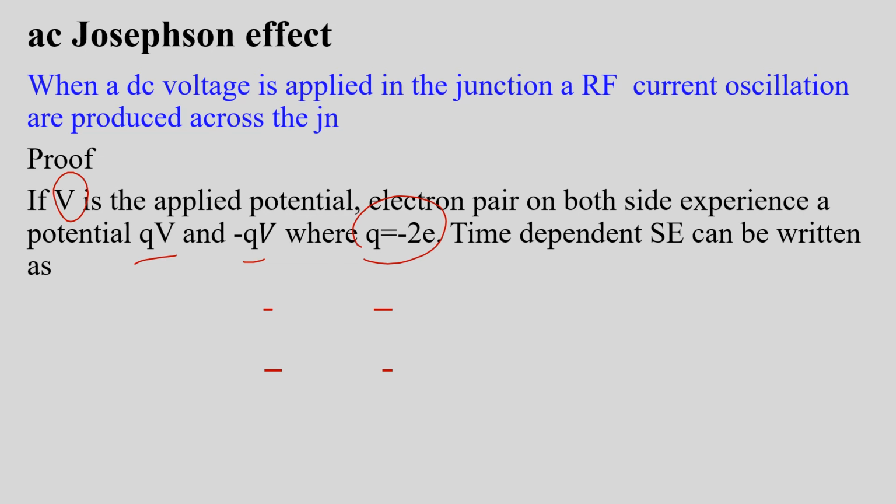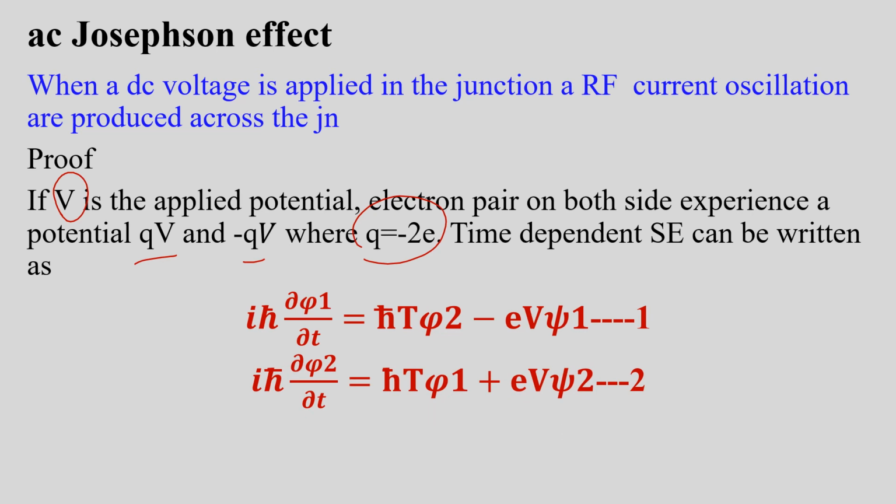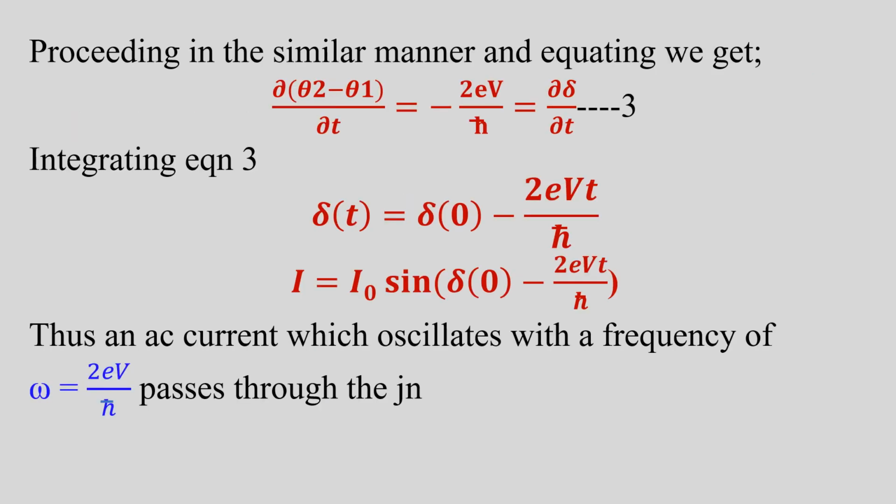Then, time-dependent Schrodinger equation in this case can be written as i h cross dou psi1 by dou t equal to h cross t psi2 minus eV psi1 and i h cross dou psi2 by dou t equal to h cross t psi1 plus eV psi2. Proceeding in the similar manner and equating the real and imaginary part, we get d by dt of theta 2 minus theta 1 equal to minus 2eV by h cross. On integrating equation 3, we get delta t equal to delta 0 minus 2eVt by h cross.